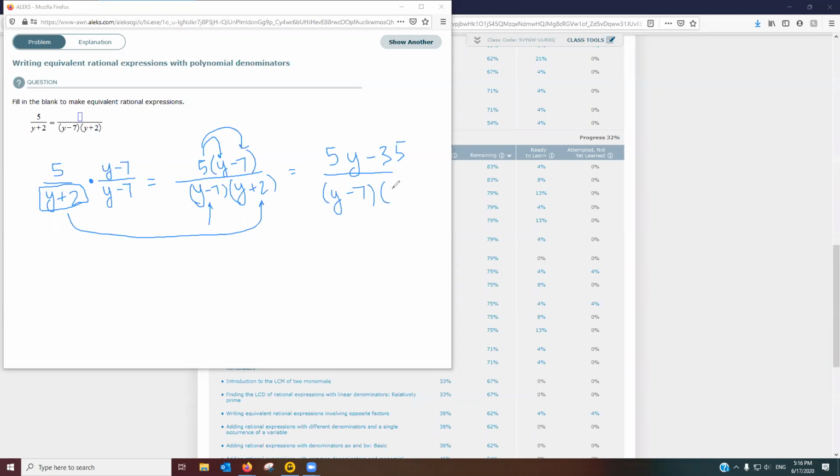So for this example, what you had to recognize is to go from this denominator we started with to the denominator they gave us, we have to multiply by this y minus 7 on the bottom. But if you multiply by y minus 7 on the bottom, you must do the same thing on the top of the fraction. So I needed to include a y minus 7 on top.